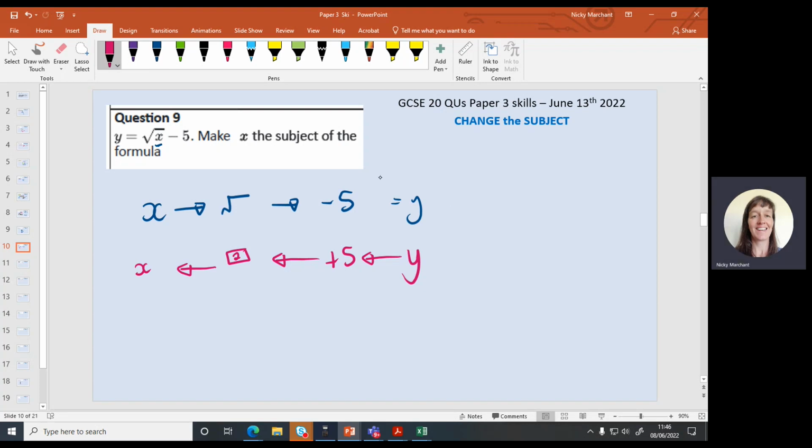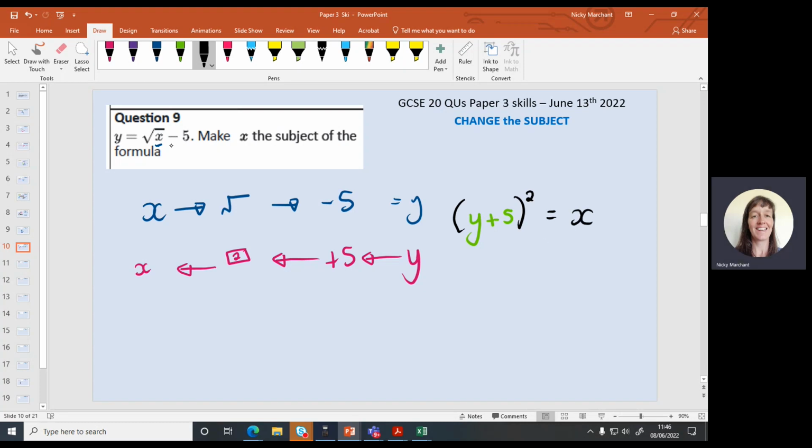So let's do that. Let's put Y in, and we're going to add 5 to it. And then we're going to square it. We've got to square the whole thing, though. We've got to do the same thing to the thing that's already there. So now we put this in brackets, and we square the whole thing. And that is what X equals.